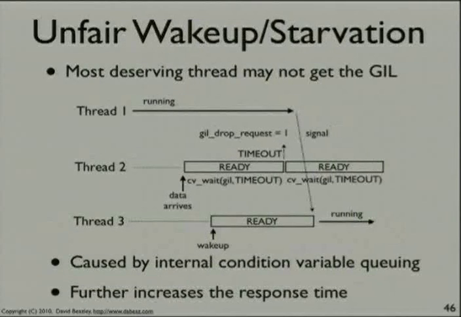The other thing that's maybe a little more subtle is that, the way this is implemented, the thread that does the timeout is not often the one that gets the GIL. This has to do with the way that queuing works in the OS. You may get a situation where thread 2, the one that wants to handle the event, does the timeout, and then some other thread ends up getting the signal saying that it's going to run. So that's a little bit bad.